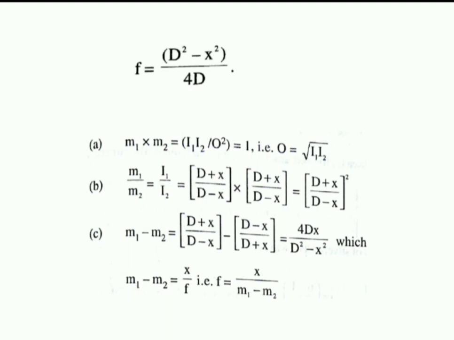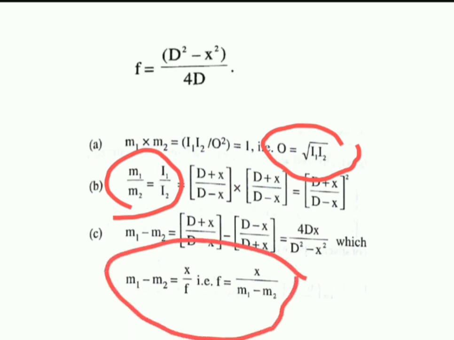Apart from this, a few more formulas which you have to remember here. Product of magnifications will always be 1. M1 and M2, magnification in first position into magnification in second position, will always be equal to 1. And from there you can get the object size as square root of I1 into I2. Next is M1 by M2 is equal to I1 divided by I2. I1 is the height of the first image, I2 is the height of the second image. Then the difference in magnifications, M1 minus M2, is related to focal length by this relation: f is equal to x by M1 minus M2.